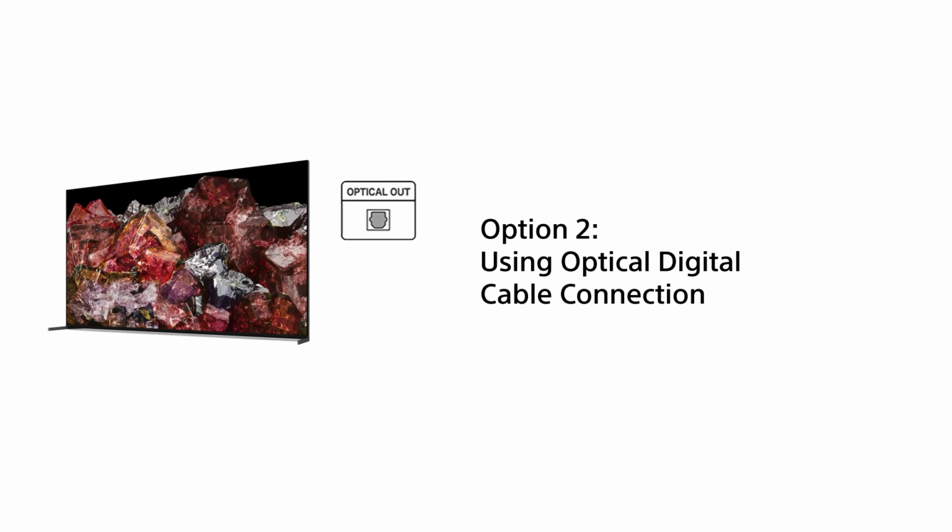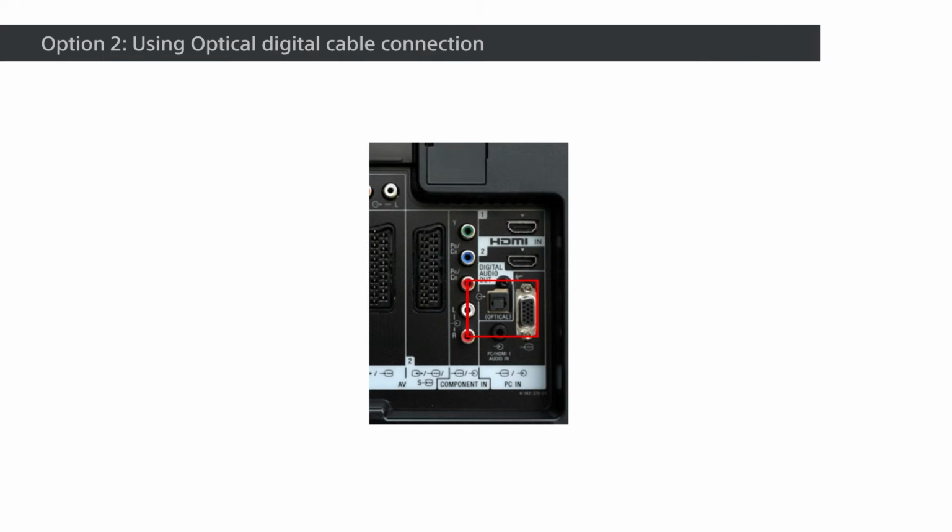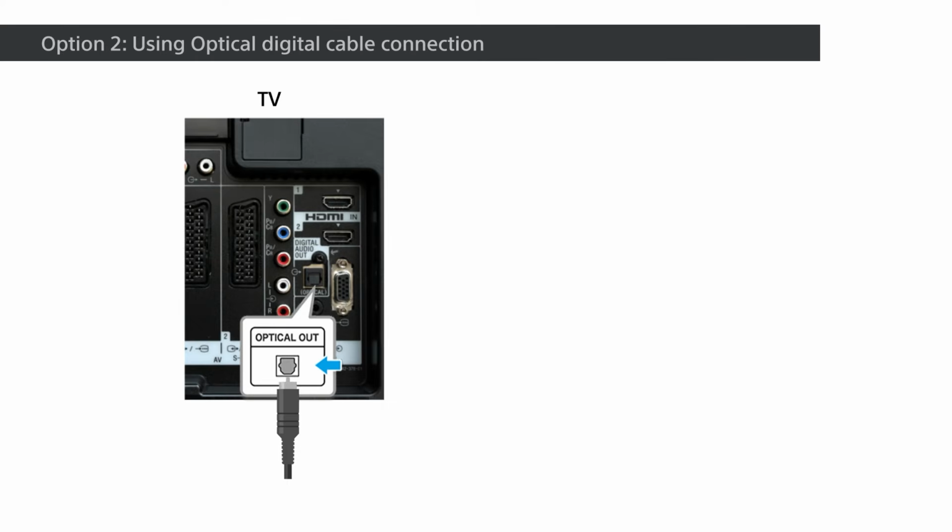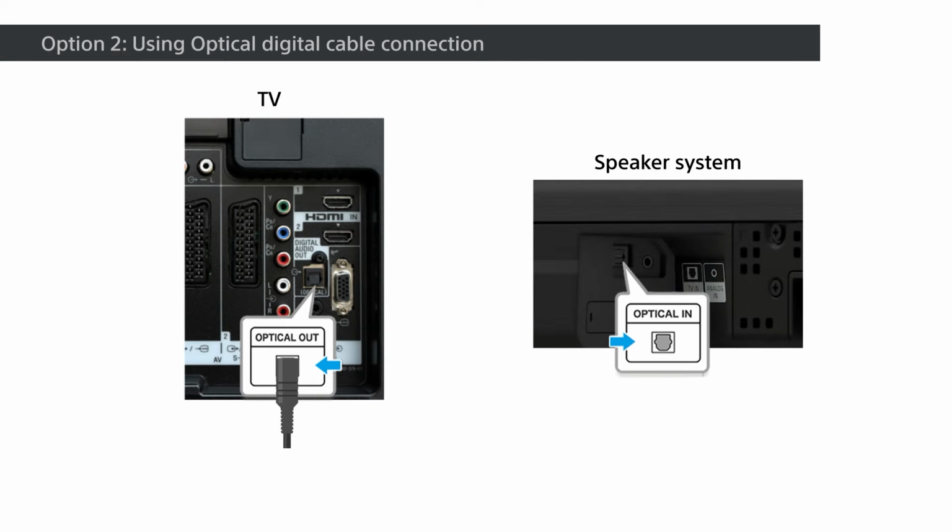Option 2. Using optical digital cable connection. Use this option to connect if both your speaker system and TV do not have HDMI ports that support eARC or ARC. An optical port is available. Using the optical digital audio cable, connect the optical digital out port on the TV and the optical digital in port on the speaker system.